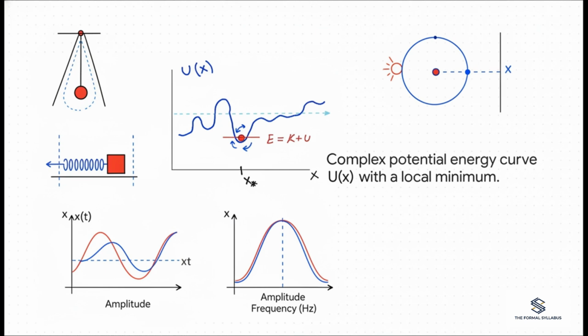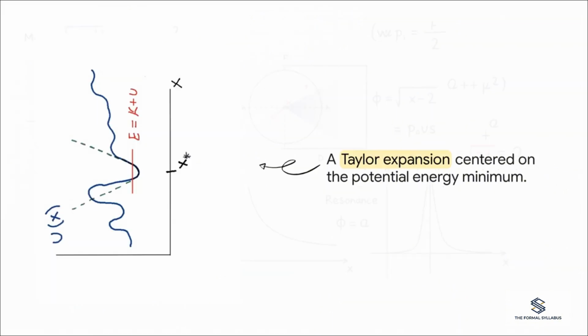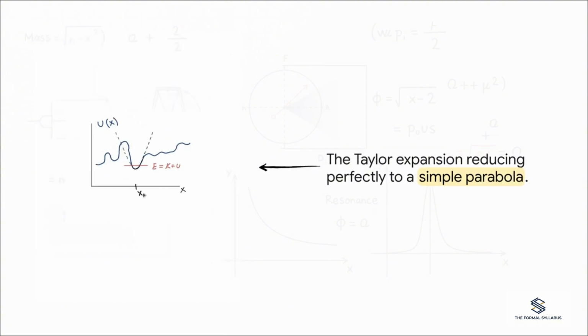And honestly, this is where nature plays a brilliant trick on us. Since the particle only ever explores that tiny little area around the minimum, we actually don't need to care about the wildly complicated shape of the entire energy curve. We can use a mathematical tool called a Taylor expansion. Notice that green dashed line centered right on the minimum point? We use that to approximate the immediate area. Basically, we take this crazy wiggly curve and effectively just chop off all the complicated math that happens far away. And look what happens when we do that. The math beautifully, and I mean perfectly, collapses into a simple parabola.